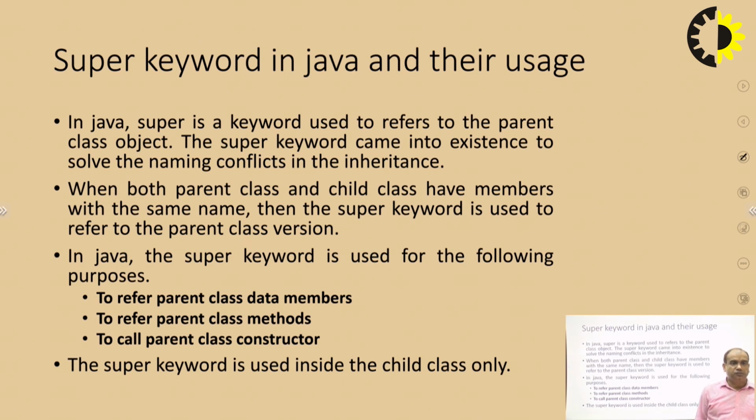In Java, the super keyword can be used for the following purposes. First, to refer to a parent class data member. Second, to refer to a parent class method. Third, to call the parent class constructor. The super keyword is used inside the child class only.